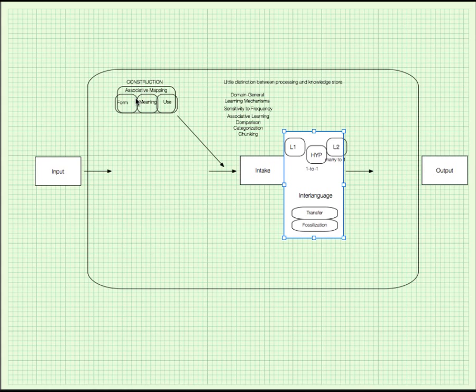So, looking at mapping, this is a process of associating a set of sounds to a meaning and a context of use. It is the process of forming a construction. When learners acquire new mappings of a meaning they wish to communicate to a phonological form, so they've got an idea and they've got to figure out how to say it, and they find a new set of sounds that are going to communicate that meaning.